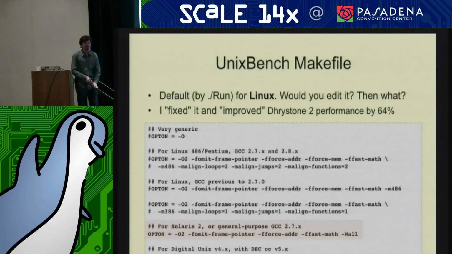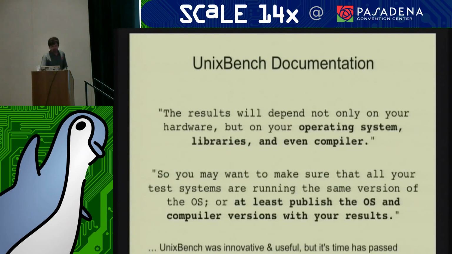And you'll be telling your friends, look at my Unix Bench result, it's faster than yours. It must be the server. No, because you went and hacked at it, right? Because you thought, this is stupid. Why am I doing Solaris 2? I should go and uncomment this and go hack away. And so that's a really big problem.